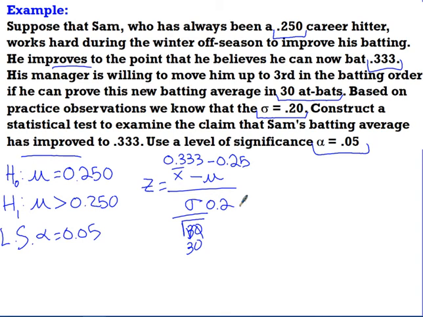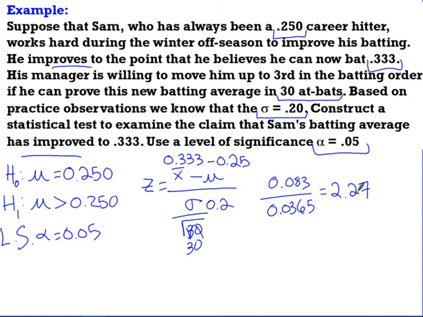So in the numerator, I got 0.333 minus 0.25. We got 0.083 in the numerator. Then 0.2 divided by the square root of 30. So 0.0365. Again, the more decimals you carry, the better. And I get a test statistic, or a z-score, of 2.27.